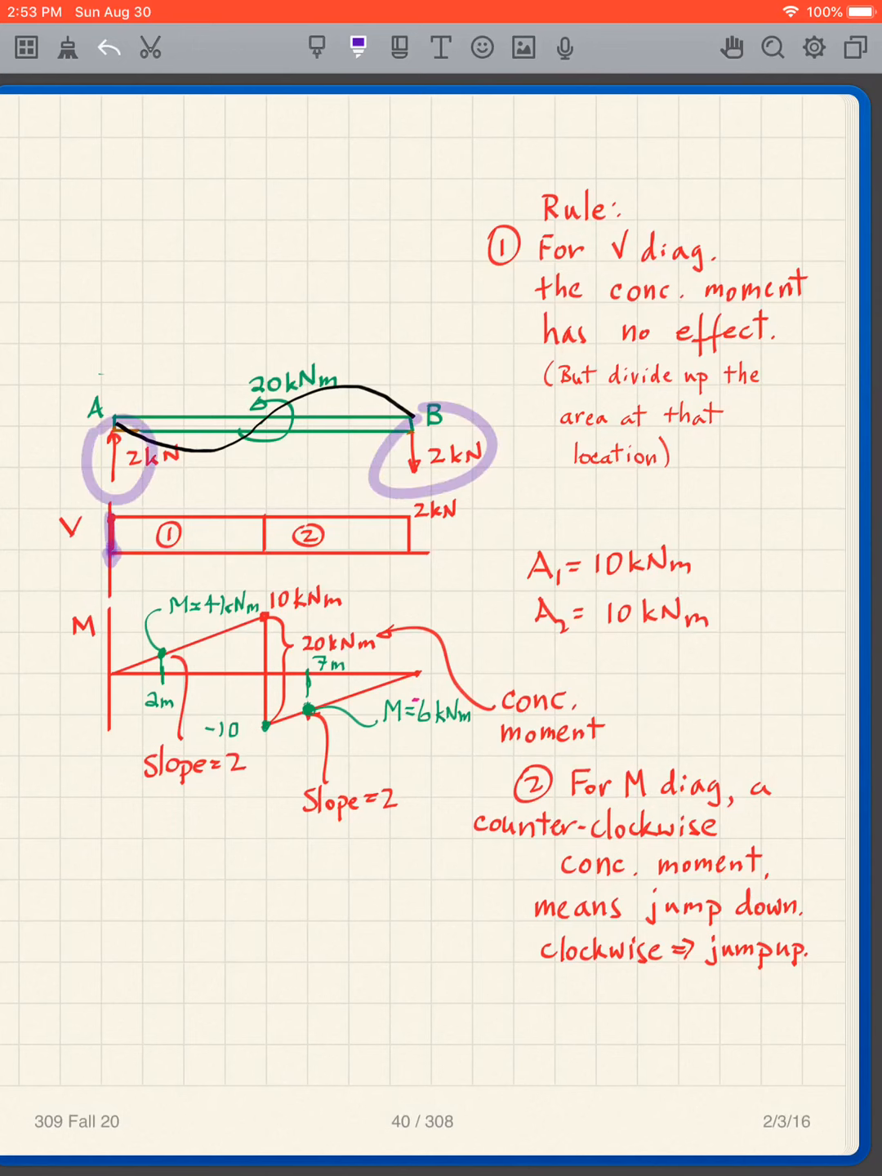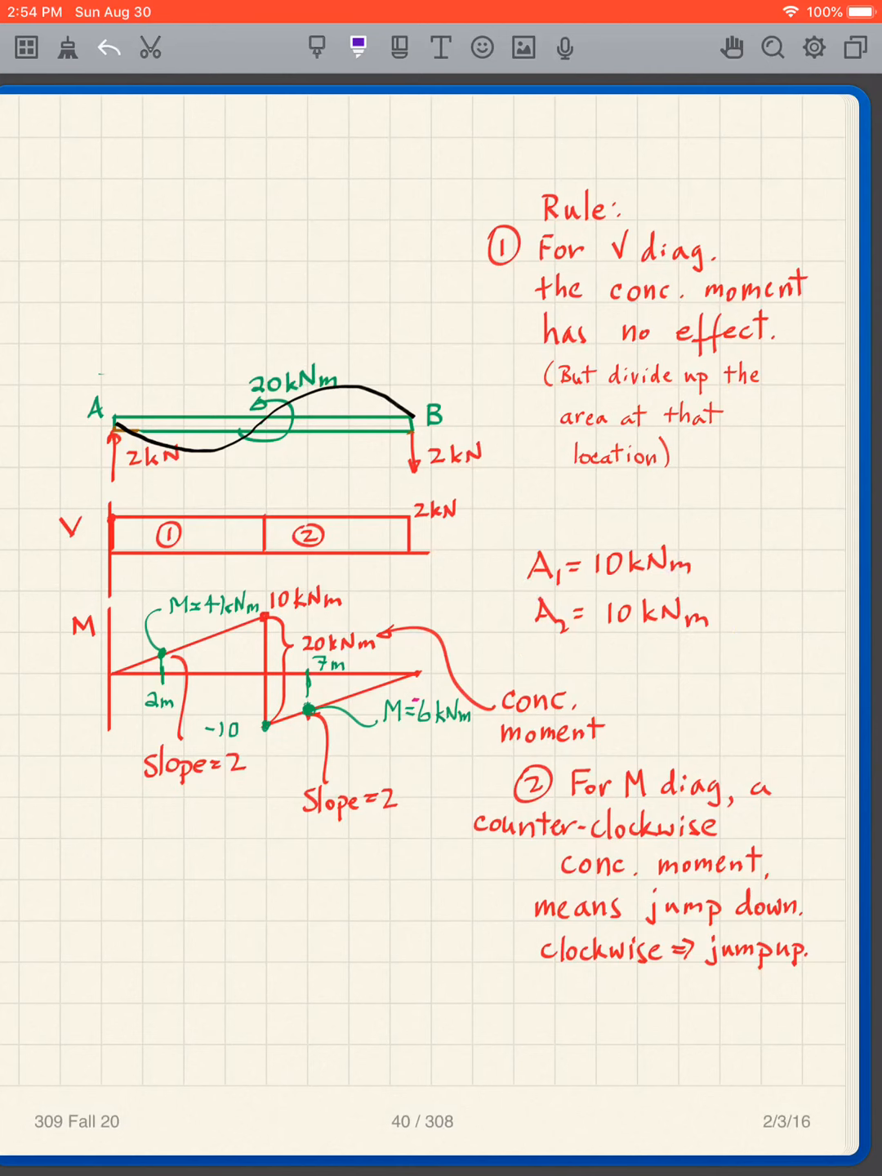Okay? Has no effect. Now, what we're going to find out is that we have to divide up the area at that location. So we have to do the areas, and since I have this concentrated moment here, I'm going to divide up the area right there, and we'll see why. So that I have an area 1 and area 2, and area 1 is 10 kilonewton meters and area 2 is 10 kilonewton meters. So now when we do the moment diagram, what do we see? Well, we had all the points, so we draw a straight line there, and then we draw a straight line there, and we have to connect it with a vertical line.